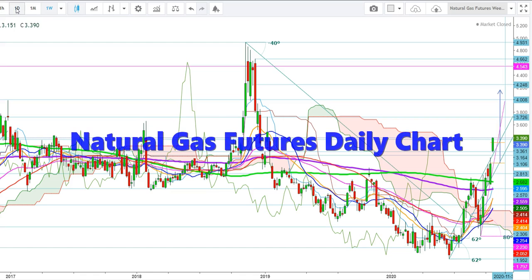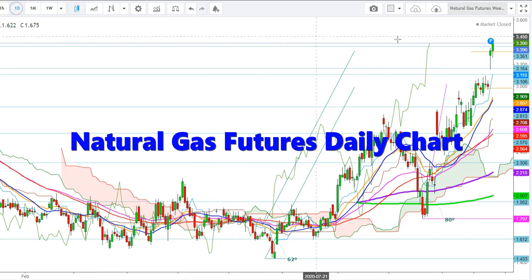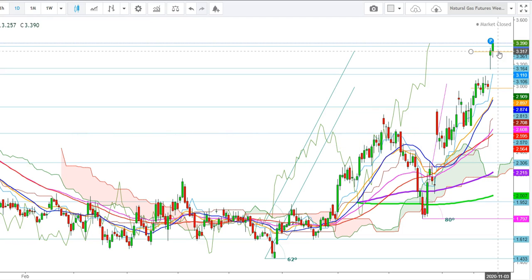Now let us check this move in a daily time frame. Here in a daily time frame, you can see that the natural gas futures look very decisive above the levels of $3.317. In a daily chart the natural gas futures have formed a bullish candle on October 29, which has been confirmed by the candle formed on October 30th. So here I find that this could result in continuation of this upward move in natural gas futures.